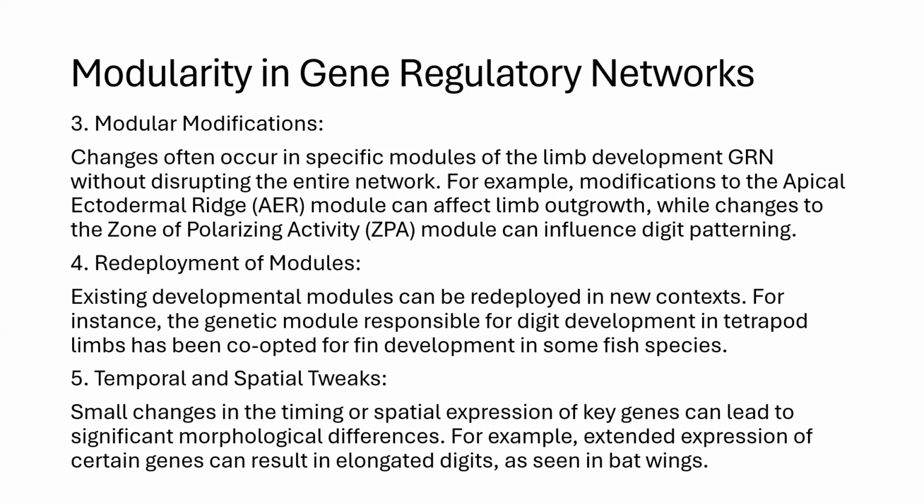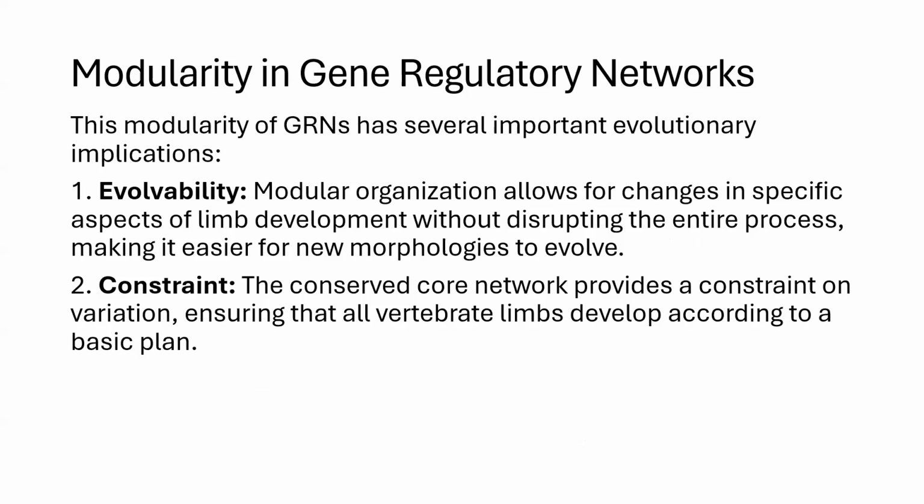So you can see predictable morphological differences based on timing or spatial expression of key genes. Like extended expression of certain genes can result in these elongated digits like we see in bat wings. And then comes this concept of evolvability, which again, I try to eschew, but it's in the literature, so I want to be fair and give it a shot. But evolvability is the allowance of the exploration of a greater amount of the phenotypic space, if you will, in the exploration of adaptive niches.